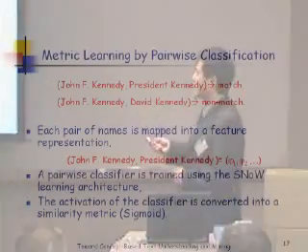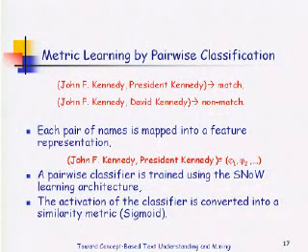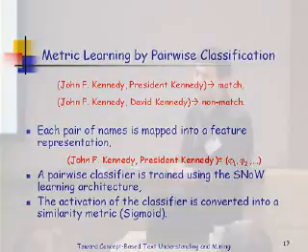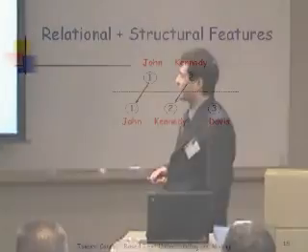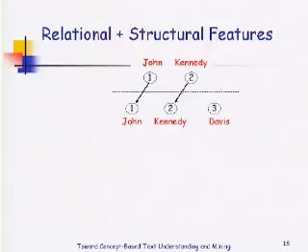We try to learn a good distance metric from a pairwise classification task. The first step is to learn a good classifier that can tell us whether two names refer to the same entity or not. We do this by first mapping a pair of names into a feature representation. Then we learn a pairwise classifier using the SNoW linear architecture developed in our group. Then the activation of the classifier is converted into a similarity metric.